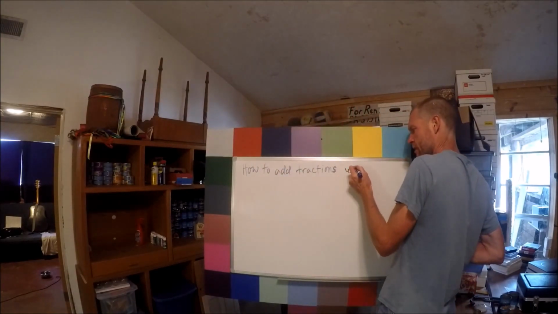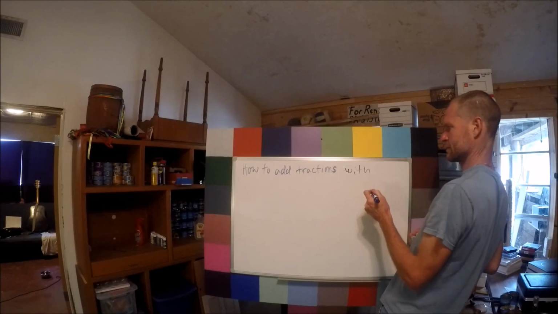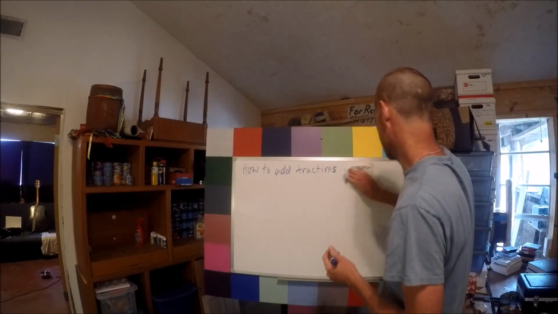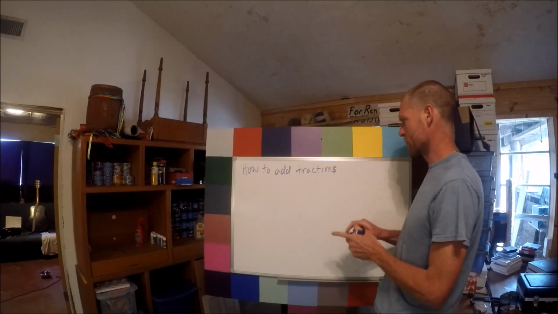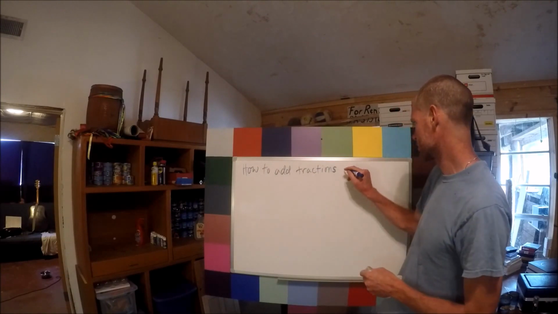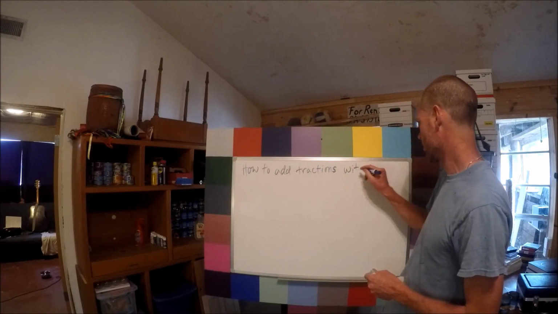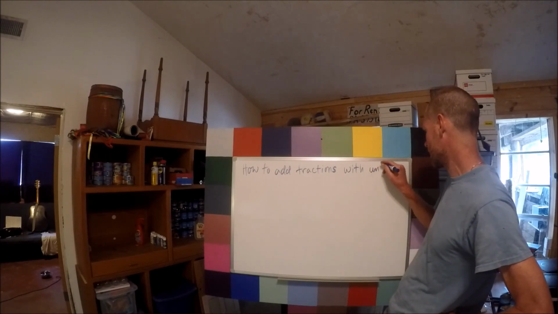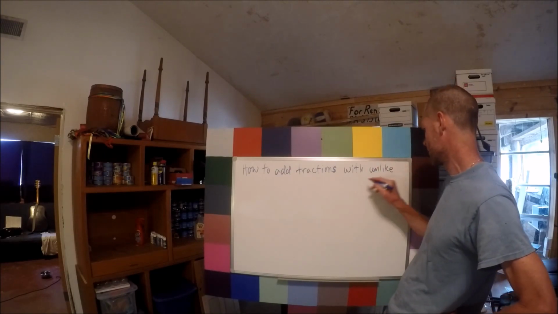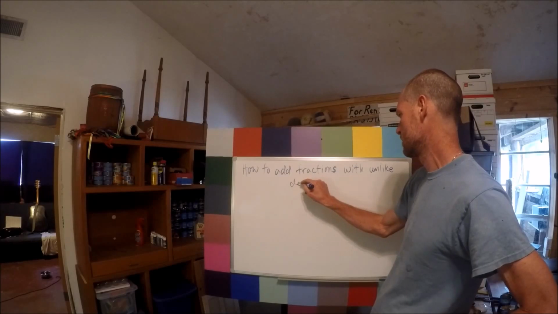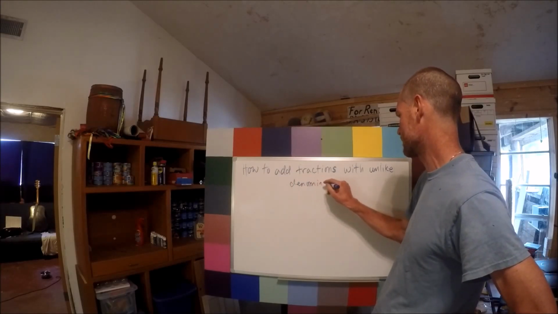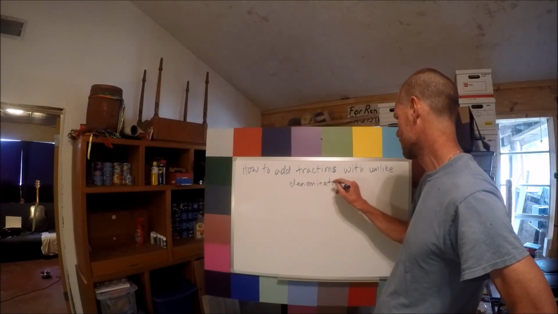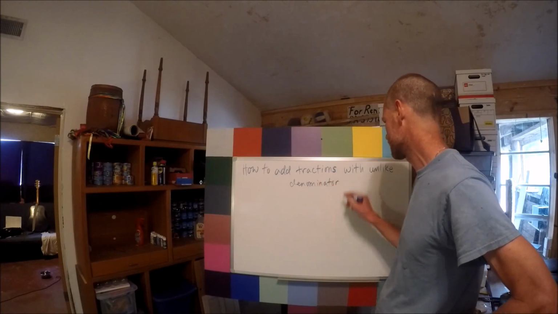with... Can you read that? I don't know. I'm gonna write right-handed so it matches this other one. How to add fractions with unlike denominators. Remember, the denominator is the number on the bottom of a fraction. Denominator.